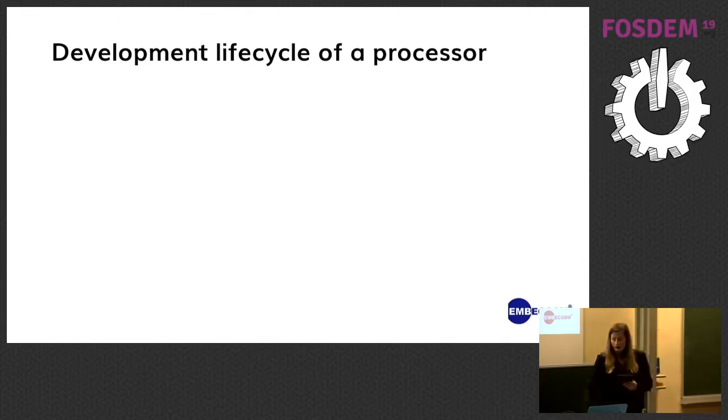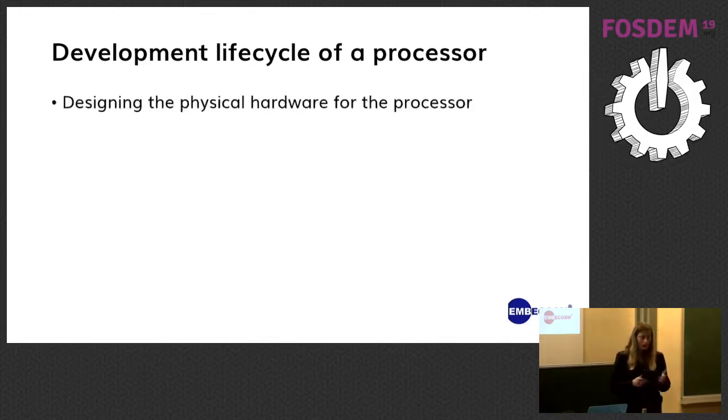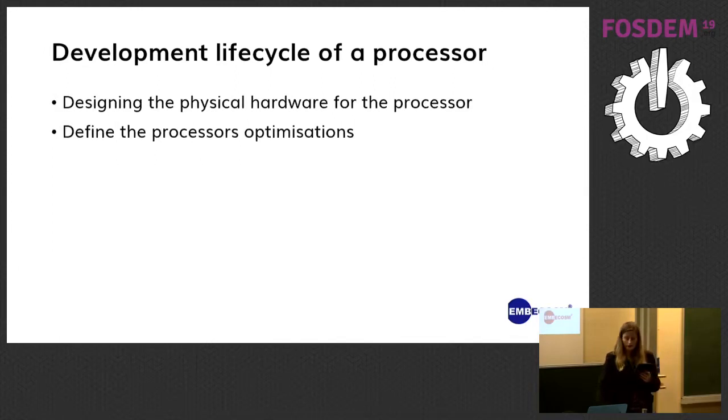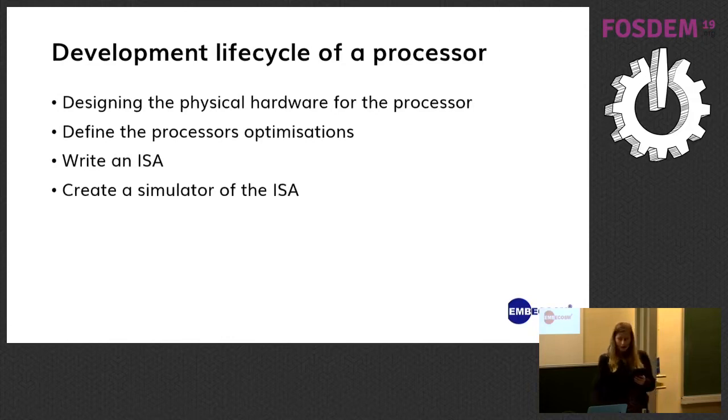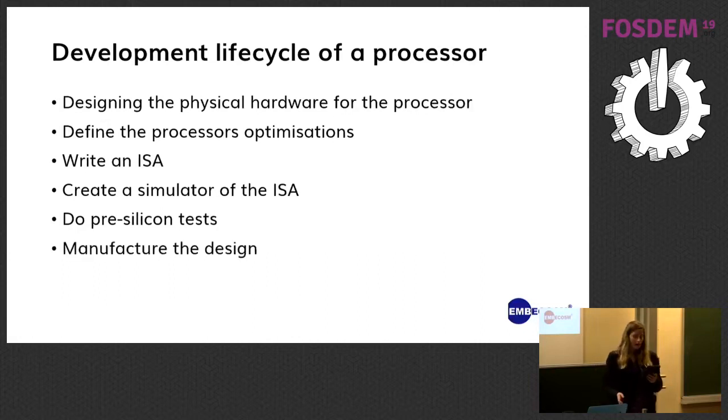These are designing the physical hardware for the processor, defining the processor's optimizations, writing the ISA, creating the simulator of the ISA, running pre-silicon tests, which is basically where you take the ISA simulator and the hardware model and run them together, and then finally manufacture the design.